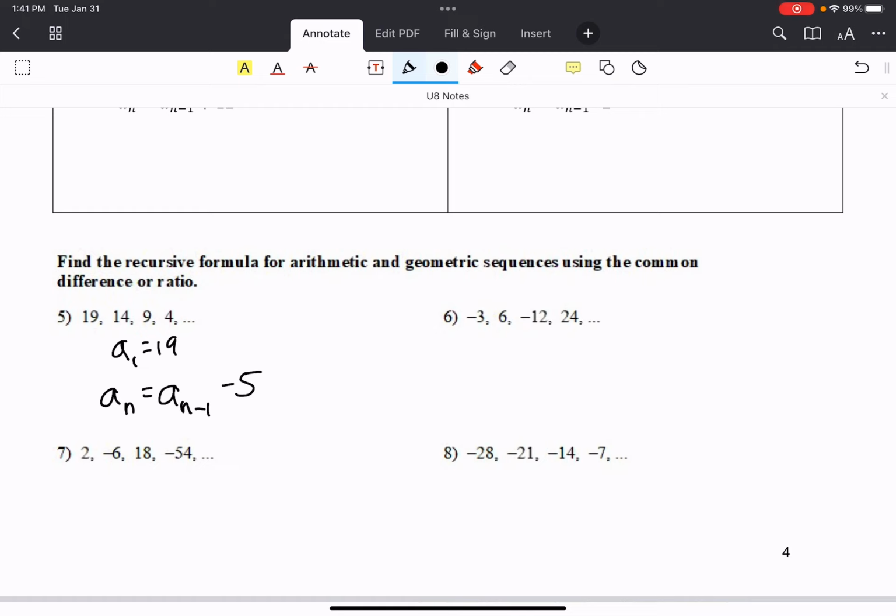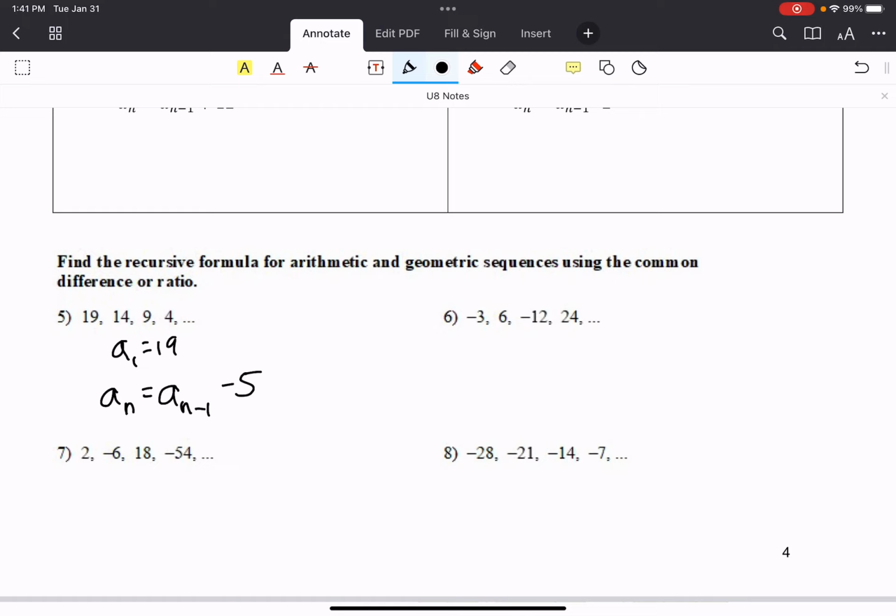As part of our answer, should we add the D or something? No, only if it specifically asks. This one doesn't say to write the common difference. It just says write a formula using the common difference. Does that make sense?